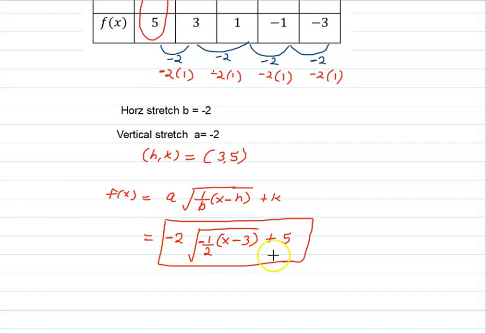And this is the square root equation for the given table when there was a horizontal stretch as well as a vertical stretch.